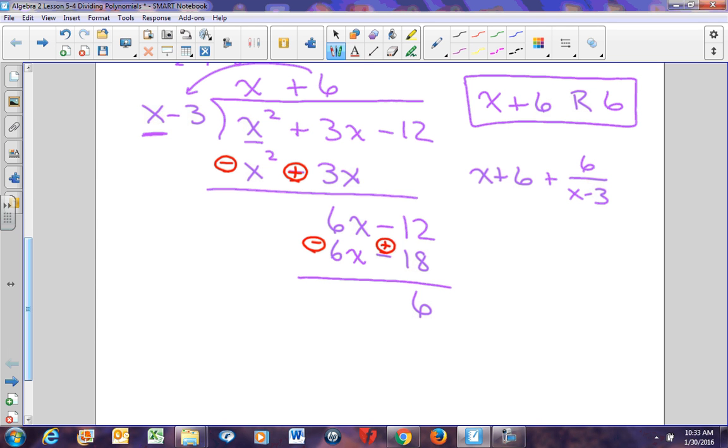It's kind of like changing an improper fraction to a mixed number. You divide in, and then your remainder over your divisor becomes your fractional part. Same exact thing here.